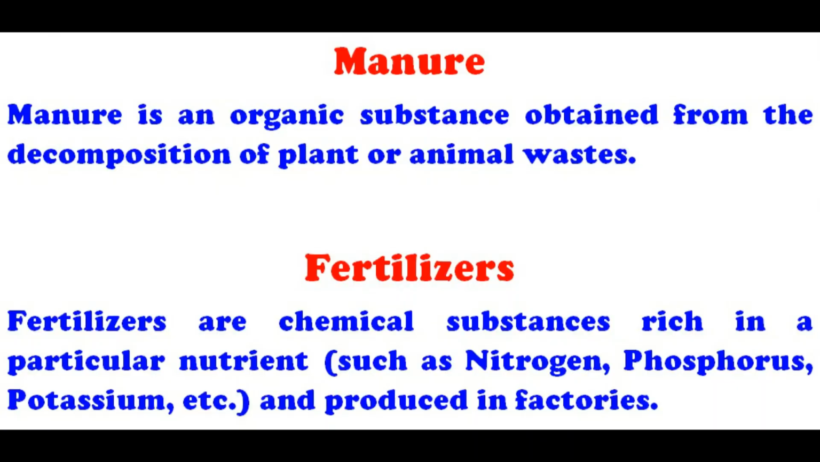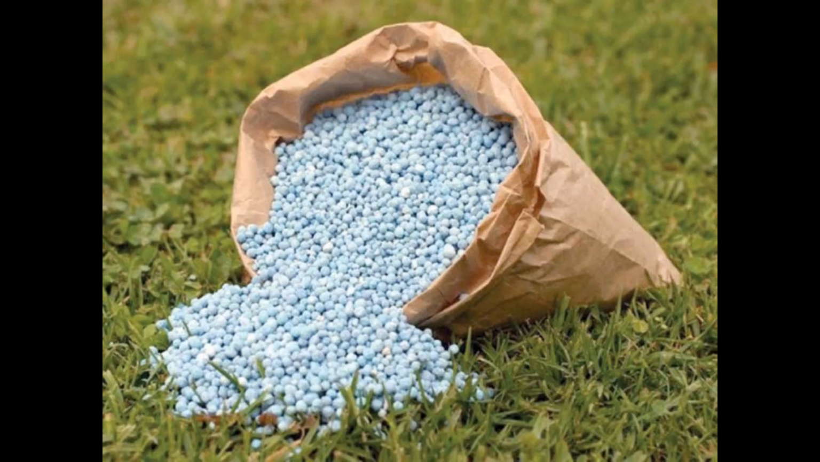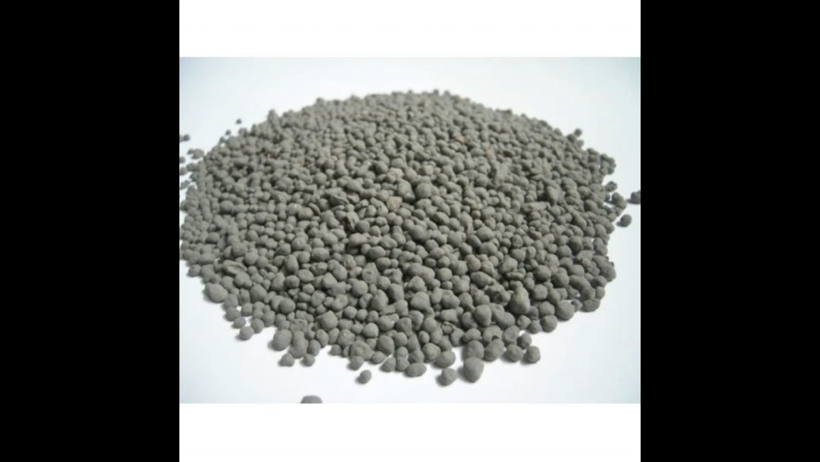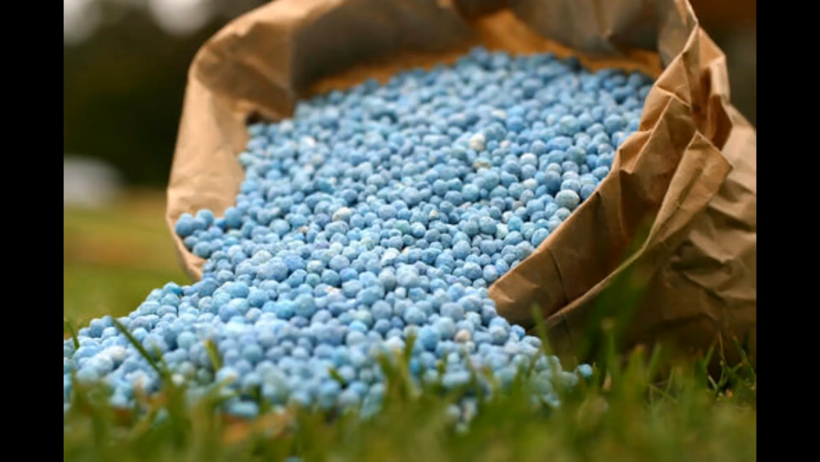Fertilizers are produced in laboratories. They are chemical substances, man-made substances, rich in a particular nutrient. It may be nitrogen, it may be phosphorus, it may be potassium. They are factory produced, and some modern fertilizers you will see at the shop are noted as NPK fertilizers: N for nitrogen, P for phosphorus, and potassium K. These are called NPK fertilizers.